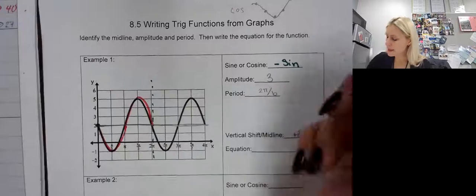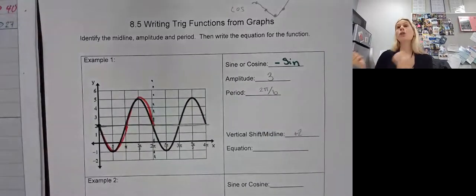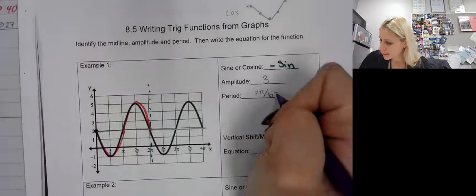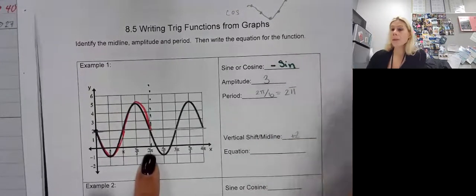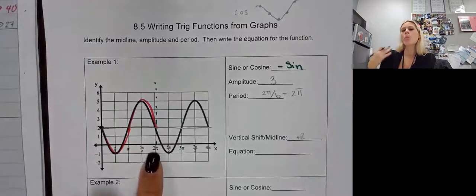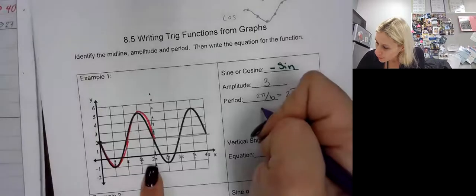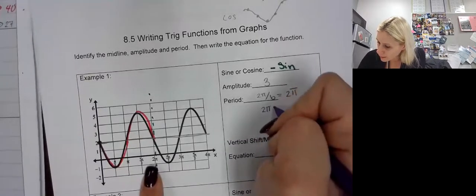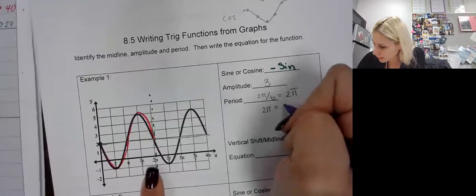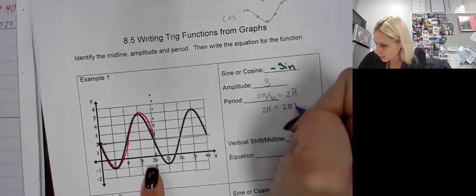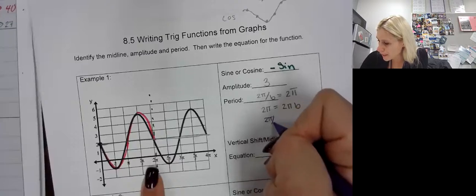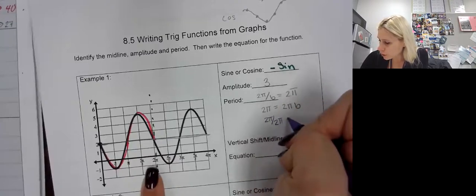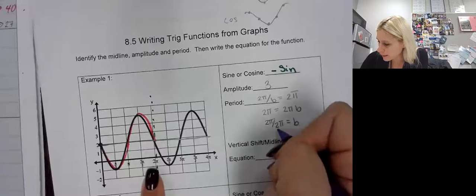So that means that 2 pi equals 2 pi over b. And now what we're going to do, because we don't need the period in the function, we need the b value, we're going to solve for b. So I get 2 pi b equals 2 pi, because I'm going to multiply both sides by b. Then I'm going to get b by itself by dividing by 2 pi. And of course, 2 pi over 2 pi is 1.